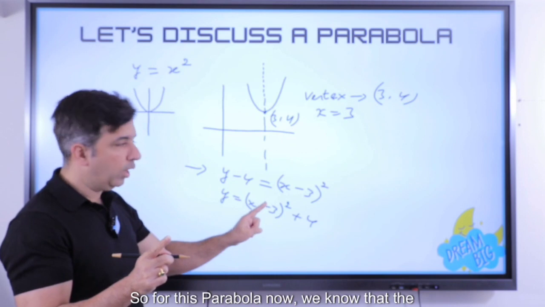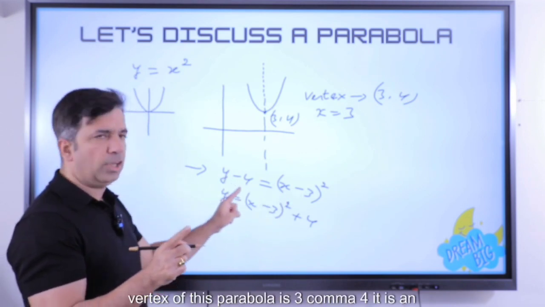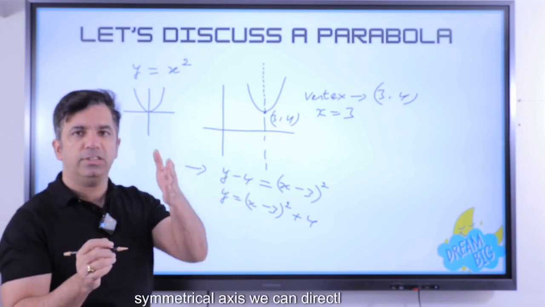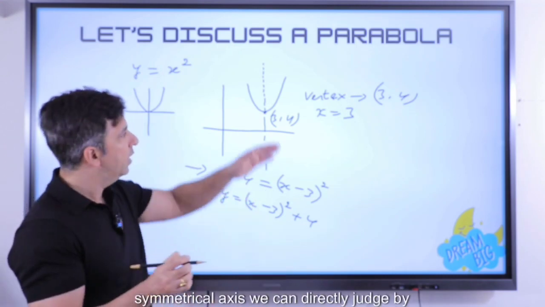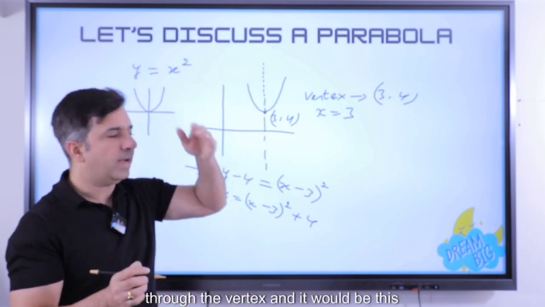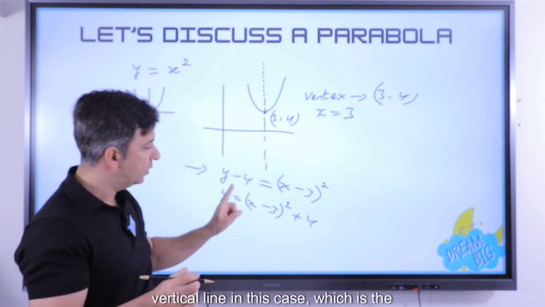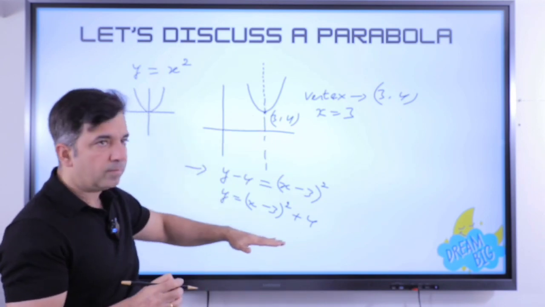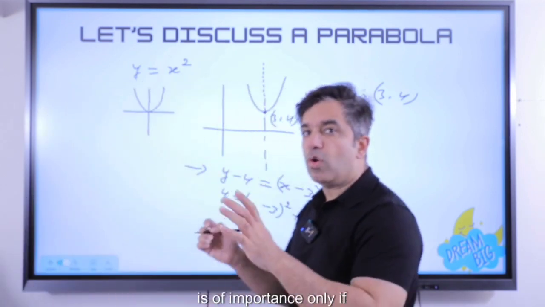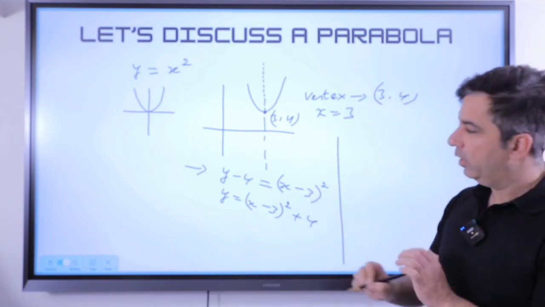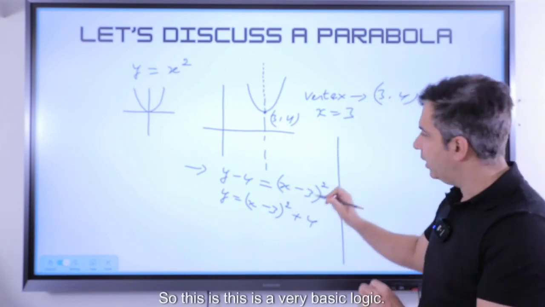So for this parabola, now we know that the vertex of this parabola is 3, 4. It is an upward parabola, and the symmetrical axis we can directly judge by simply seeing that the axis would be going through the vertex, and it would be this vertical line in this case, which is the line x is equal to 3. This part is of importance only if we are able to answer this question. So this is a very basic logic.